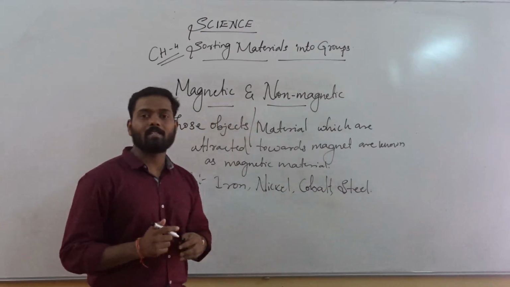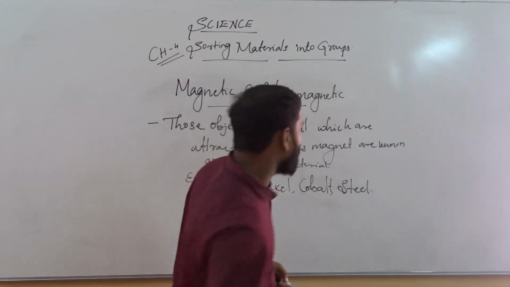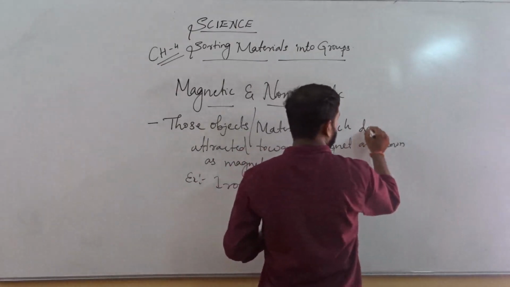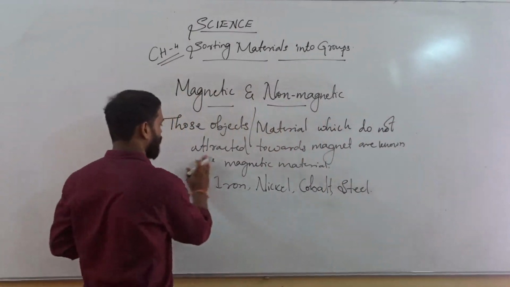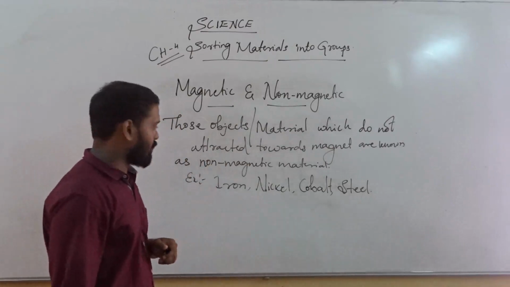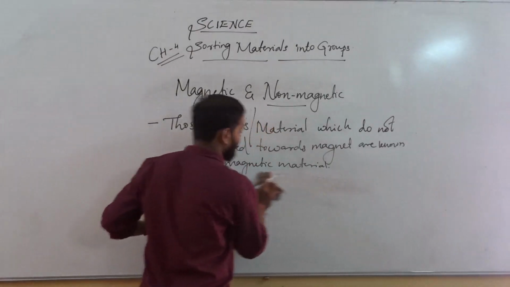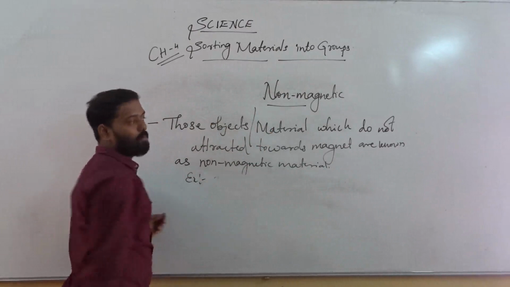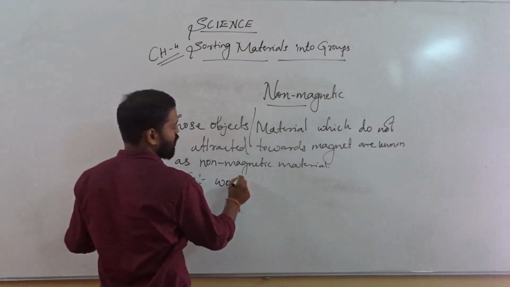So what are non-magnetic materials? Those objects or materials which are not attracted towards the magnet are known as non-magnetic materials. You can give examples of non-magnetic materials. You can give that wood is not attracted towards the magnet.